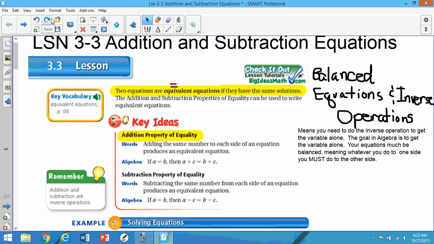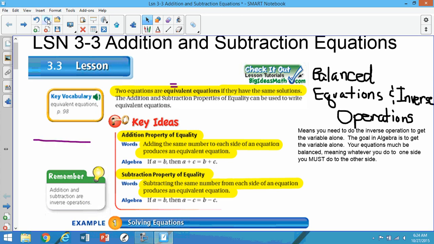The first one is the addition property of equality, which says that adding the same number to each side of an equation produces an equivalent equation. So if you add a number to one side and add a number to the other side, you're going to have an equal answer. Because you did it to both sides, it still remains equal. And then there's the subtraction property of equality, which says the same thing, except that this time you can subtract the same number from both sides and it'll still remain equal.